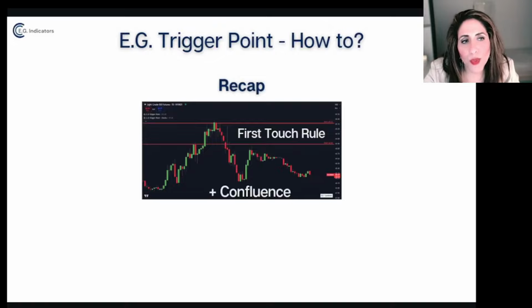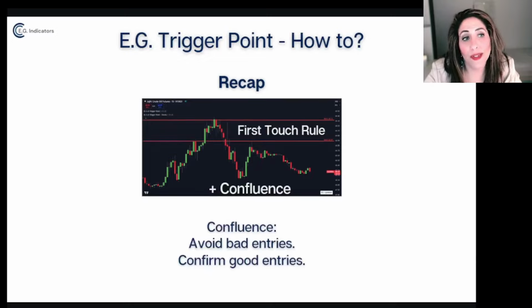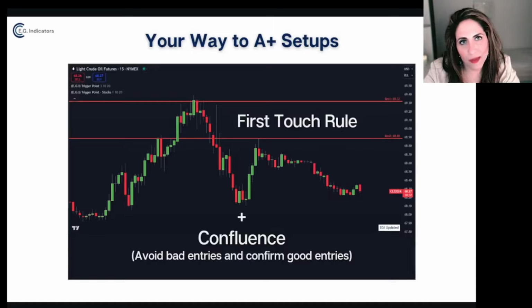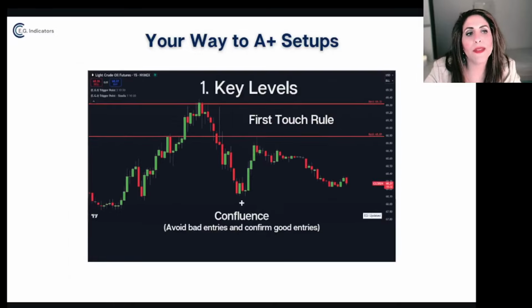We want to add more confluence and get more confidence in our entries. Confluence is about confirming good entries and avoiding bad entries. Both are important, guys. In other words, identifying A plus setups and only trading on A plus setups. Guys, your way to improve your trading accuracy starts with significant price levels.